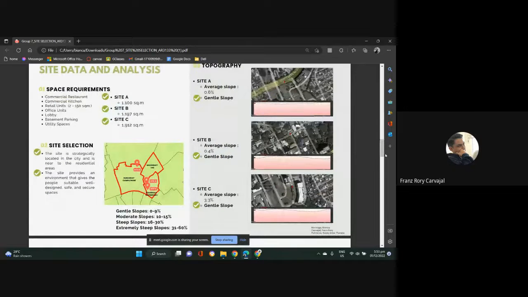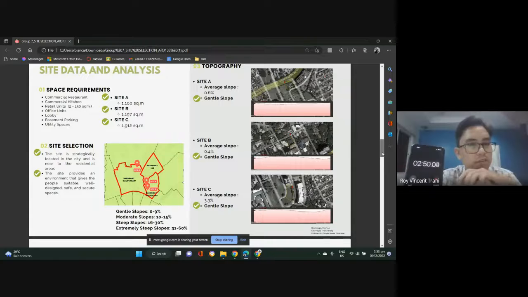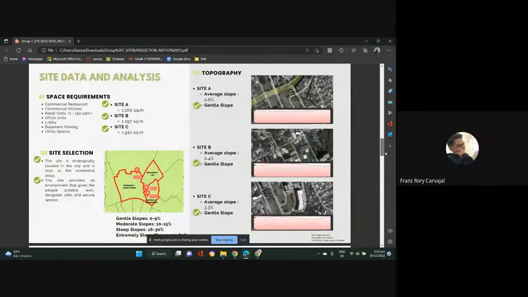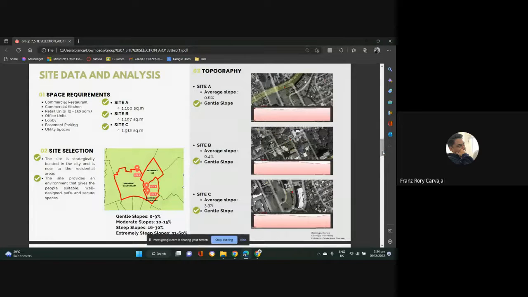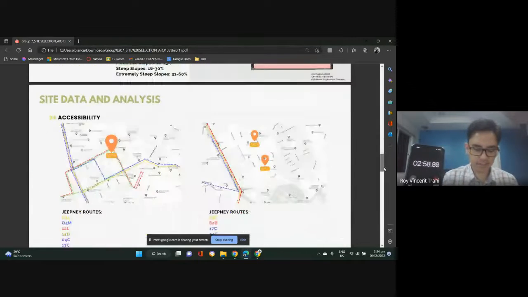So here it is. For our space requirements, the three sites, site A, site B, and site C, have a check mark. For our site selection, it is strategically located in the city and near the residential areas of the said barangays. For our topography, all three sites have a gentle slope. Site A has an average of 0.6% slope, site B has 0.4%, and site C has 3.3%. Next slide. Where did you get the section? Google Earth Pro, sir. Ah, that's Google Earth Pro. I need to try that out. Yes, sir. Okay, very good.